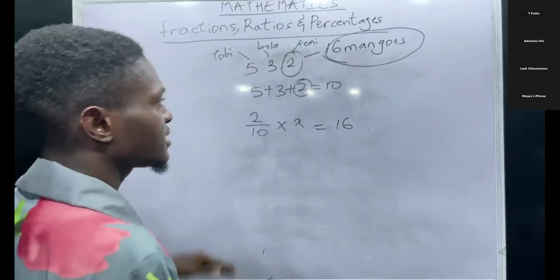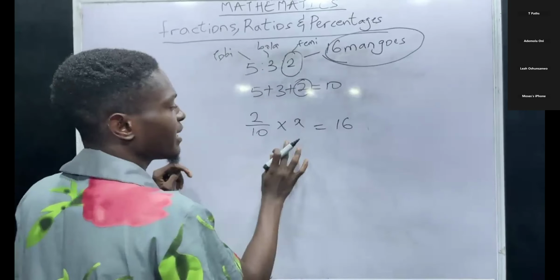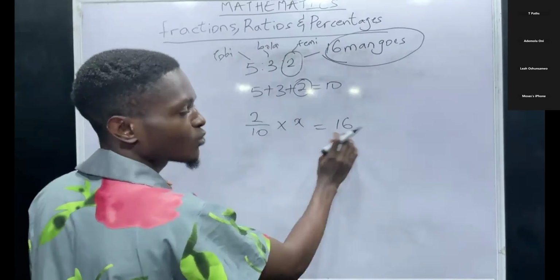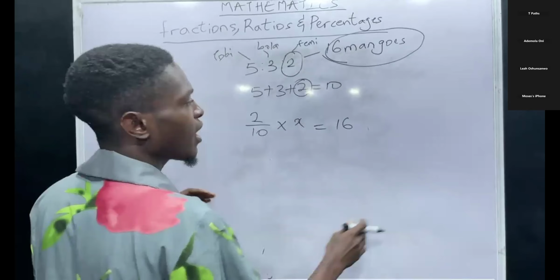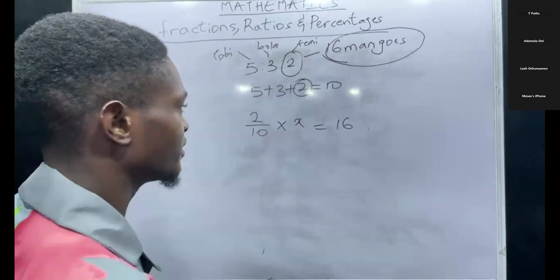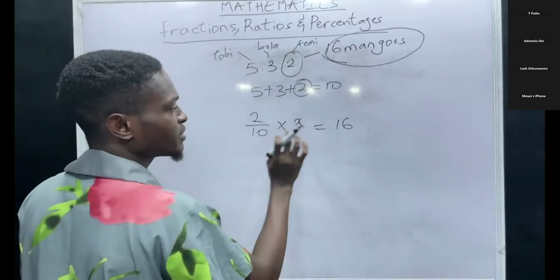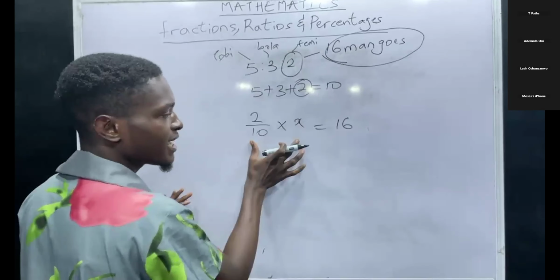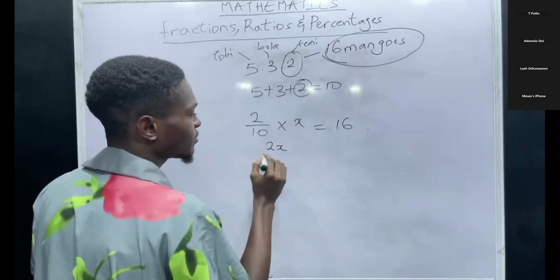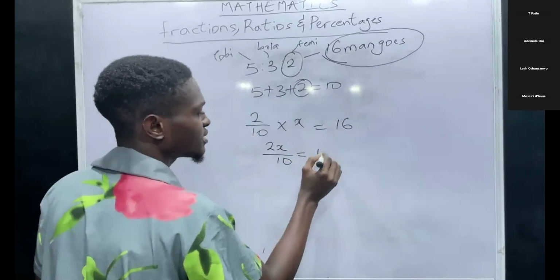This is now Femi's part divided by the total, multiplied by our total mangoes. We don't know our total mangoes, so we are denoting it with X. Now this is equals to 16. Why are we doing this now? We want to know the total amount of mangoes we are sharing. So this is 2 divided by 10 multiplied by X is equals to 16. Multiplying this now, 2 multiplied by X is 2X. So I'm having 2X over 10 is equals to 16.